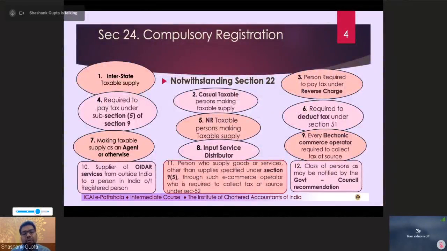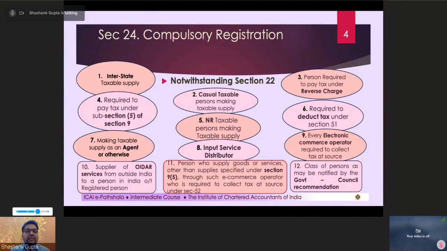So suppose for a taxpayer, the turnover may be only 2 lakh rupees. And if the turnover is 2 lakh rupees, it may come to your mind that he is nowhere required to obtain registration. But if he gets covered under either of these 12 cases, then even if his turnover is 2 lakh rupees, he would be required to obtain registration. So what are the clauses for registration?